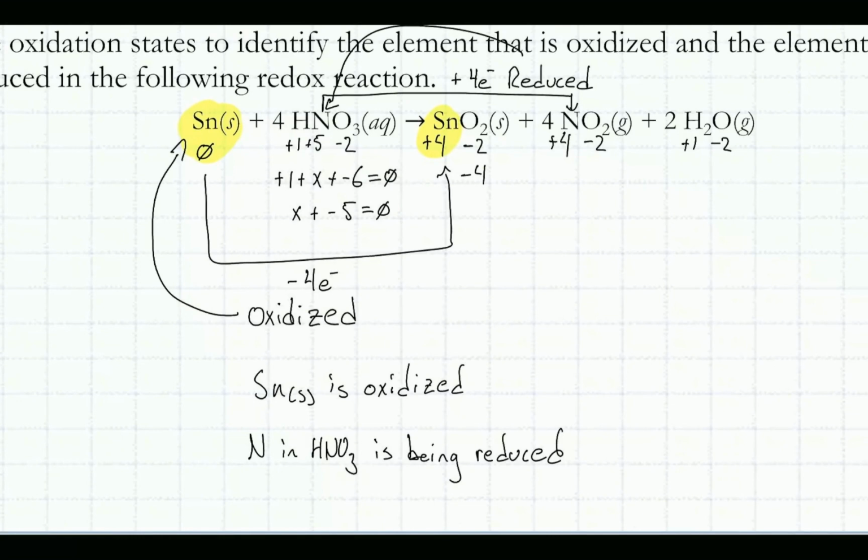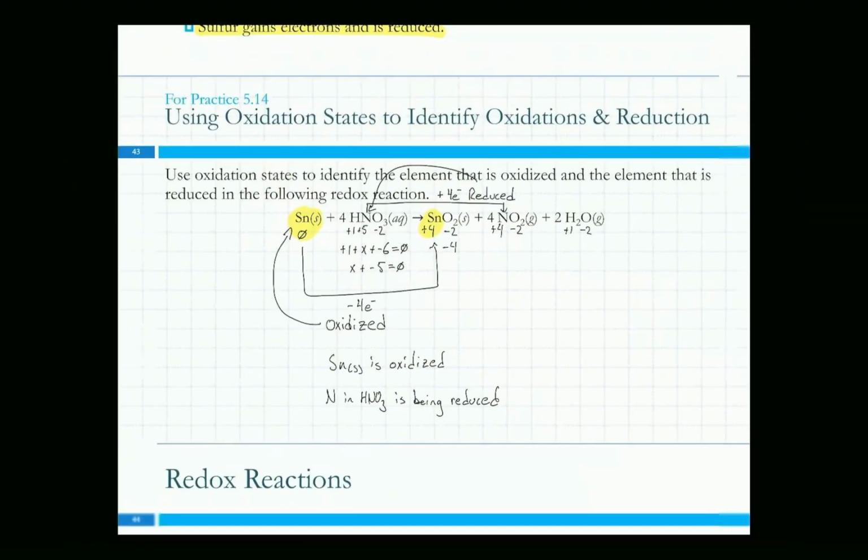And this is why on Wednesday or Friday, depending on which lab you're in, we'll talk about the whole scheme for balancing these. Because when we have these transfers of electrons, it's not super obvious why it's balanced this way necessarily. But in the end, there's a 4 on the nitrogen dioxide and a 4 on the nitric acid because we need 4 electrons to be transferred from the tin. But it's a whole process. Okay, any questions? Nope. All right.